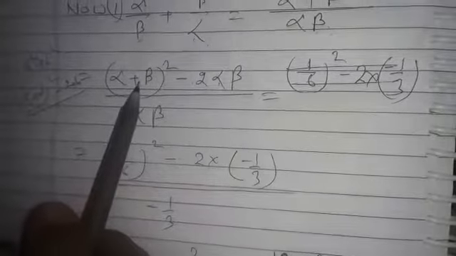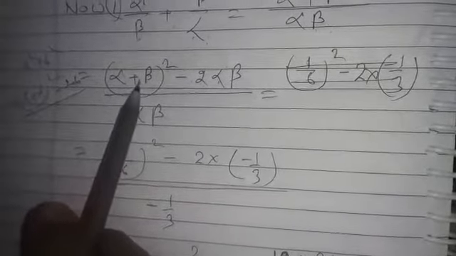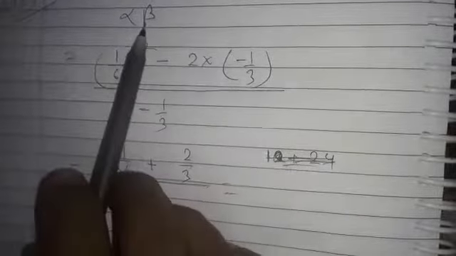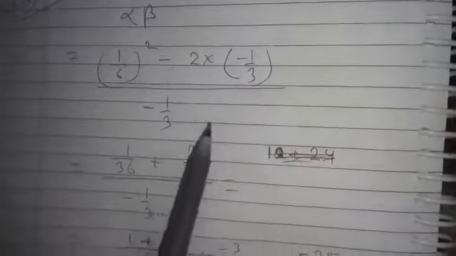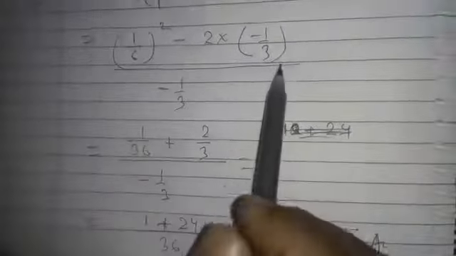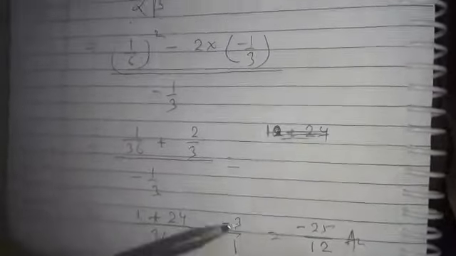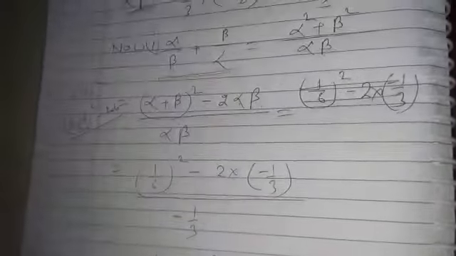Now we'll put the values which we have obtained earlier, alpha plus beta and alpha beta. By putting the values, we get 1 by 6 to the whole square minus 2 into minus 1 by 3, and the value of alpha beta is minus 1 by 3. By simplifying, we get the value minus 25 by 12. When we solve it, you will get minus 25 by 12. This is the value of alpha by beta plus beta by alpha.